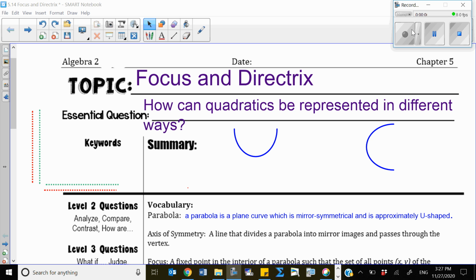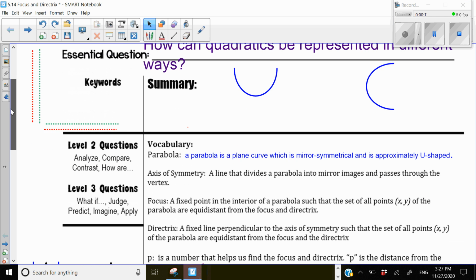Today's topic is focus and directrix, and our essential question is how can quadratics be represented in different ways? First of all, let's go over some vocabulary.